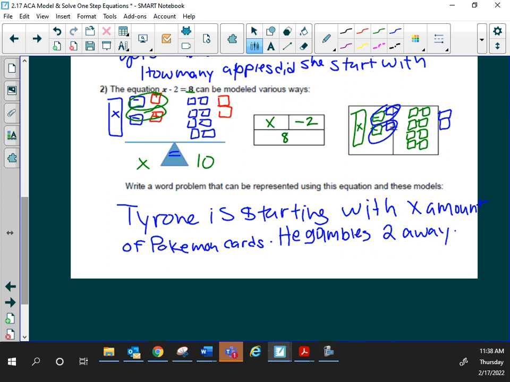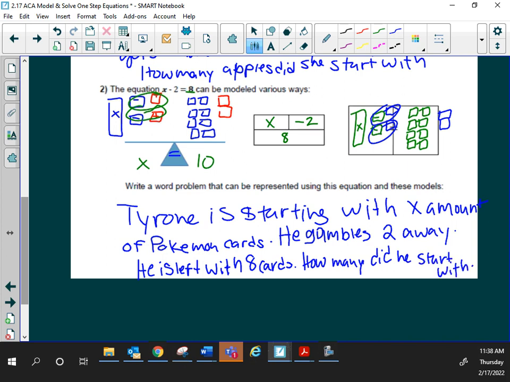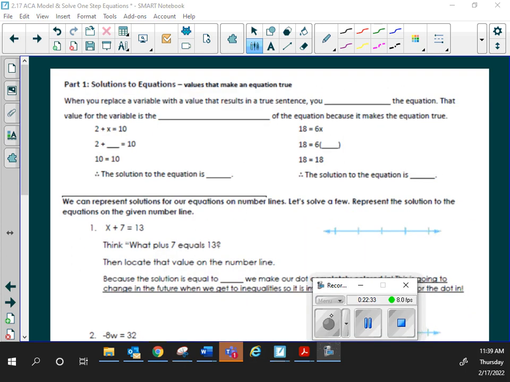He's left with 8 cards. What's my question? How many cards did he start with? Awesome. Okay, you can write that down. I would love to see you write that down.